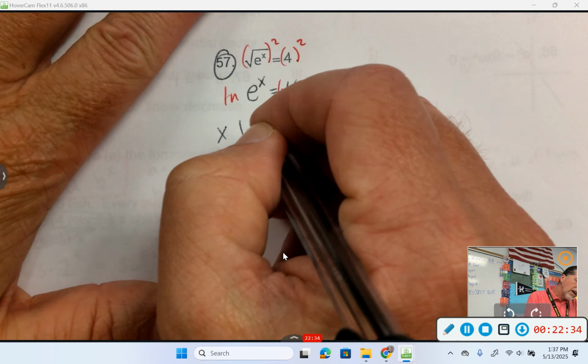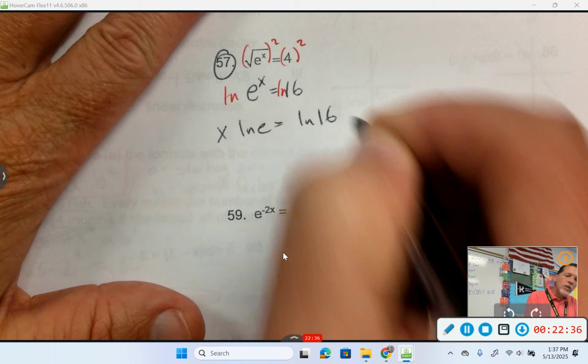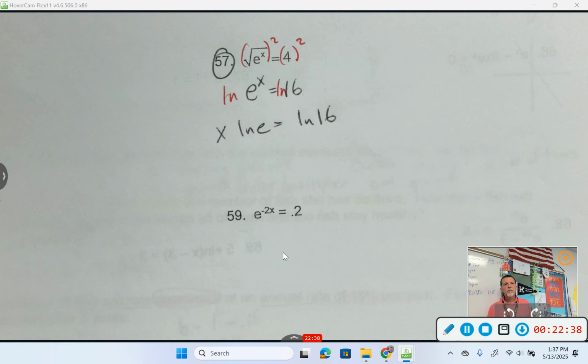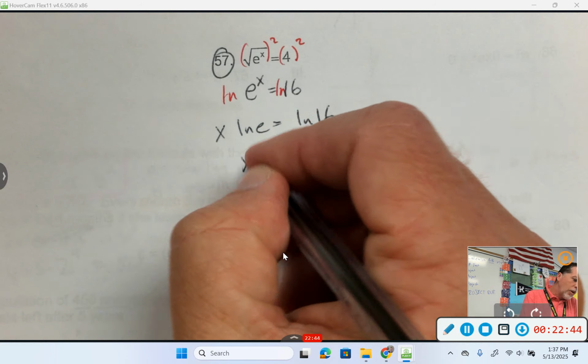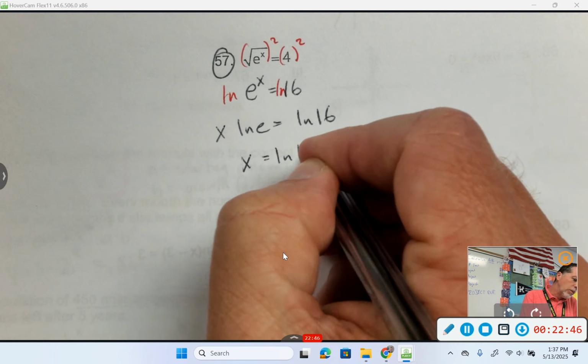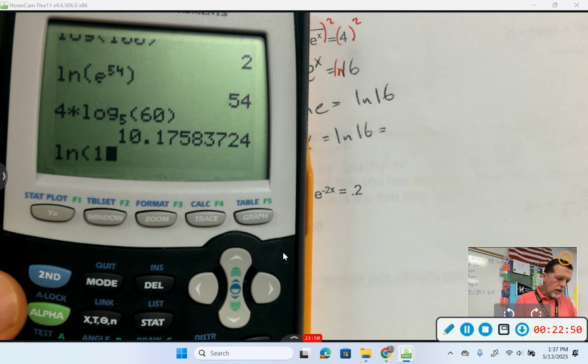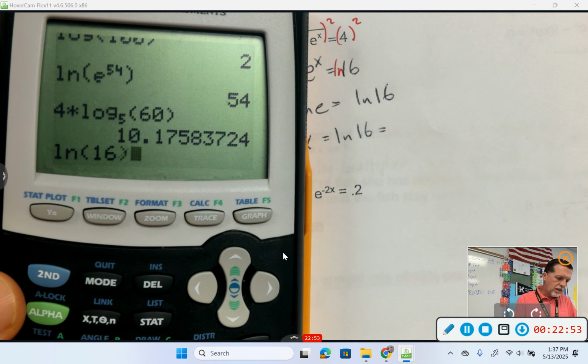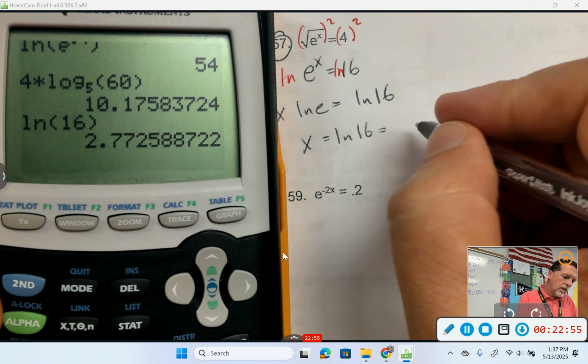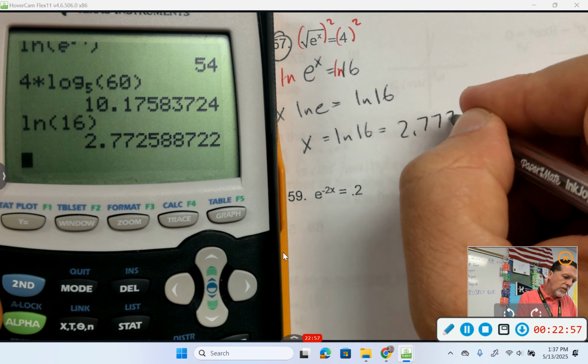You guys are maybe getting the hang of this and cruising a little faster now. With the calculator, it doesn't matter if you know that natural log of e is 1. You might type it in. Hopefully you know, but no big deal if not. Natural log of 16 is 2.773.